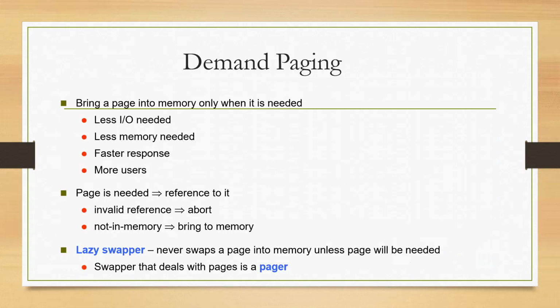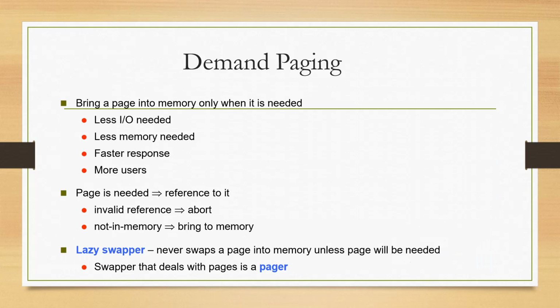So demand paging brings a page into memory only when it is needed, not all the time. So less IO is needed. This is an advantage of demand paging: less IO is needed, less memory is needed, faster response, and more users. When a page is needed, you have to reference that page. If it is an invalid reference, that is, not in main memory, bring the page from the secondary storage device into main memory.